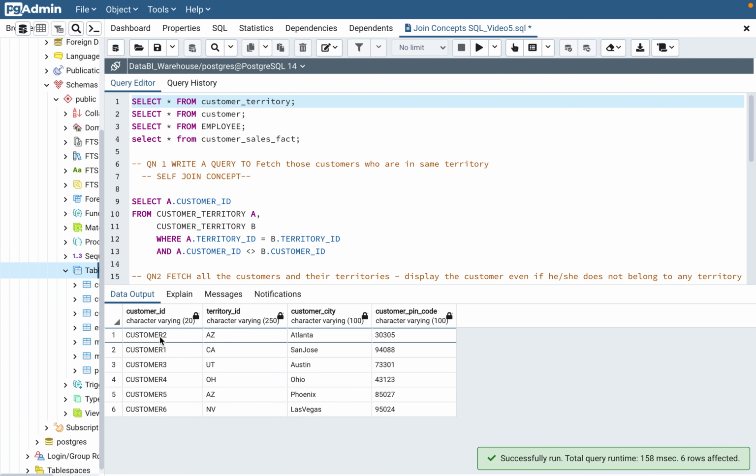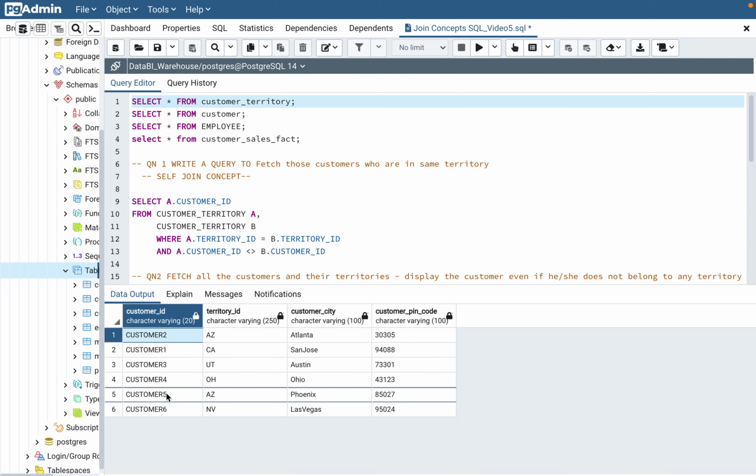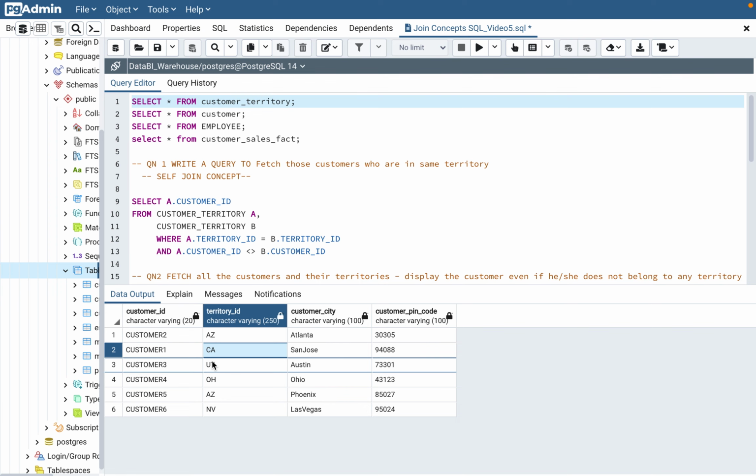If you see this, the territory ID for customer 2 is Arizona, and for customer 1 it is California. There are 2 customers whose territory ID is matching: customer 2 and customer 5. The others are different. What they are trying to cover is basically a self-join concept. When somebody asks you to fetch matching data from the same table, just put it in your mind that it's for self joins.